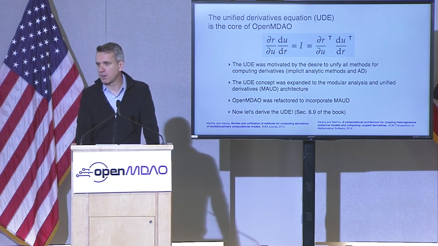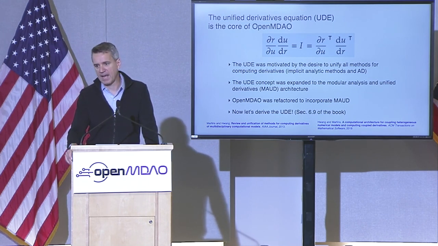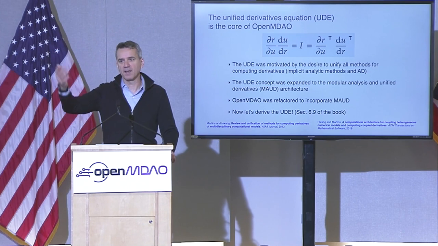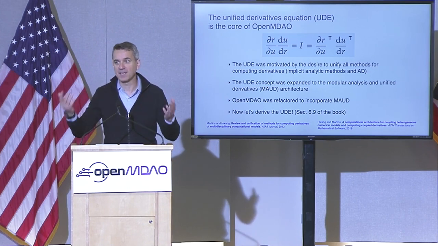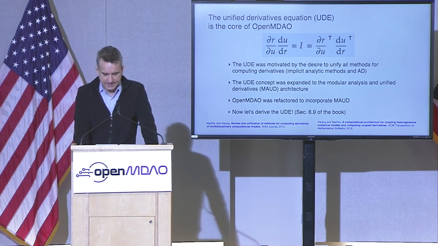So I decided to take a plunge here and actually try to explain the UDE from scratch, because this is a core equation in OpenMDAO. And I think understanding where it comes from, understanding the derivation at least somewhat, might enable you to think of deriving something else from scratch, okay? So here's to hoping for that.